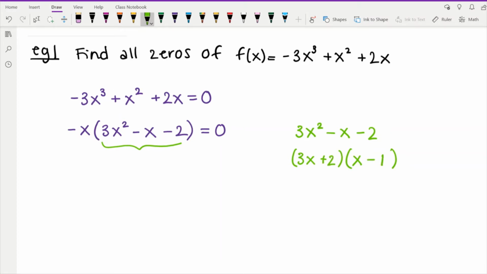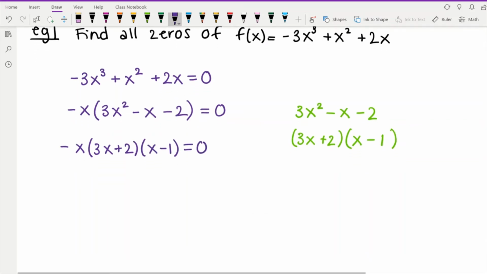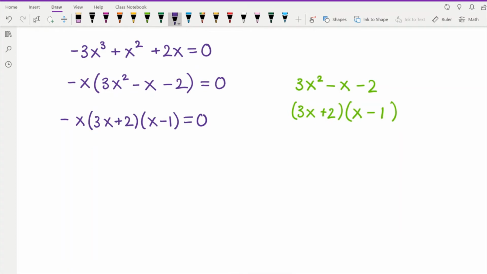So what would this give us as a middle term? It would give us negative 3x plus 2x. And that's what we want, right? We want negative x, so that's good. That's how that factors. Okay, so now we can go and break this down further. So we have negative x times 3x plus 2 times x minus 1 is equal to 0. And so from here, it's basically exactly like the earlier example, right? We can set each of these factors equal to 0 and use that to find the zeros.